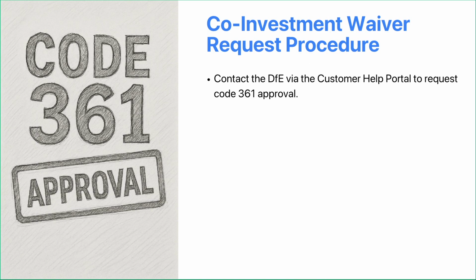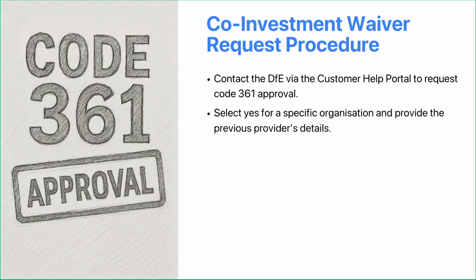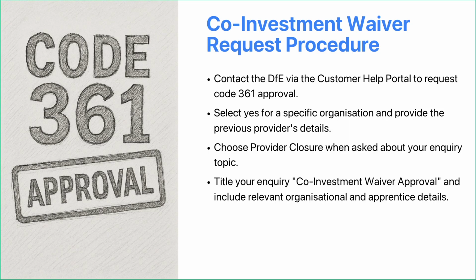To request approval to use Learning Delivery Monitoring Code 361, you'll need to contact the DfE using the Customer Help Portal. When prompted about whether this is for a specific organization, select Yes and provide details of the employer's previous provider. When asked what your inquiry is about, select Provider Closure. In your inquiry, give it the title Co-Investment Waiver Approval and include your organization's name, your UK PRN, the apprentice's ULN, the employer's name, their apprenticeship service account ID, and/or employer reference number.